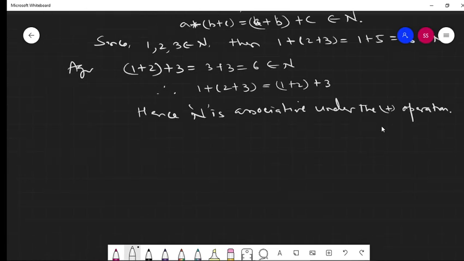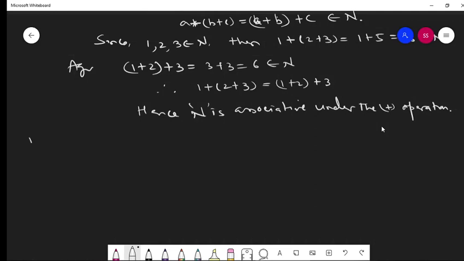And now the third condition, the identity axiom. For the identity axiom, we first have to suppose an identity element.